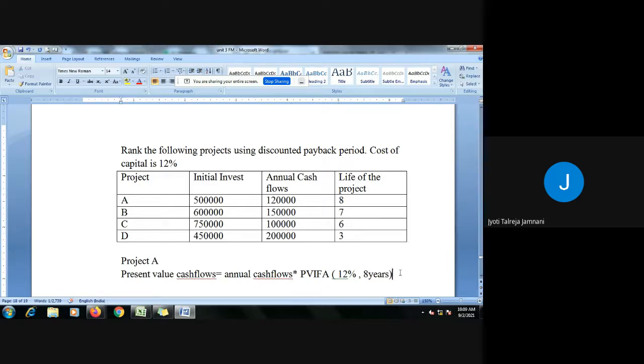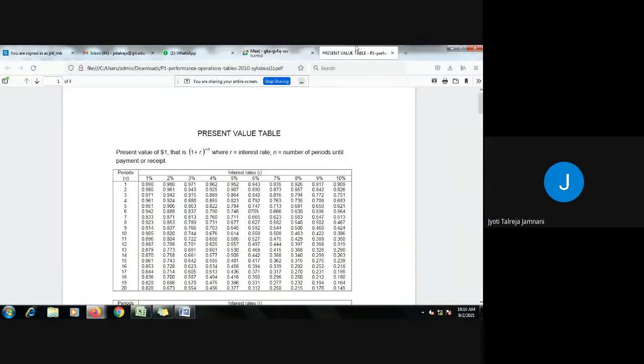So we are going to see the annuity table for 8 years. Present value of cash flows is equal to annual cash flows, which is 1,20,000, into, we have to see the annuity table at 12% for 8 years. So let's go to the annuity table.